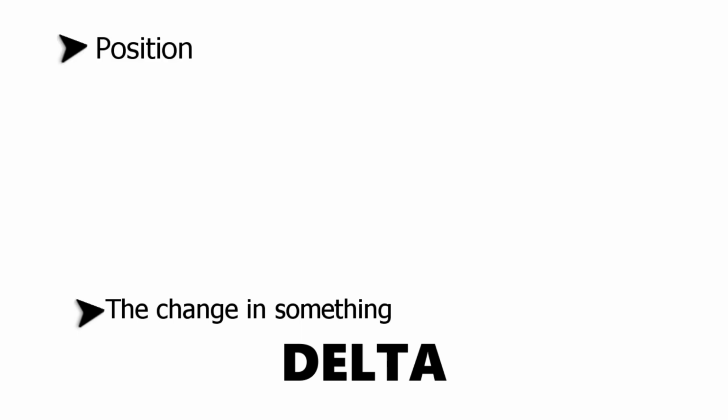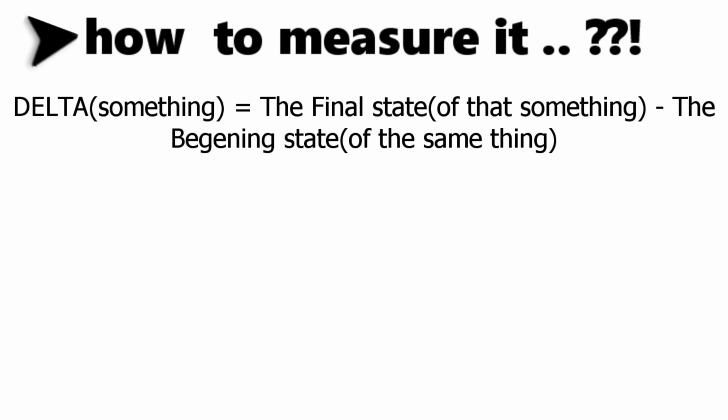It can be the change in position, the change in speed, it can even be the change in time. But how is it done mathematically? How do we measure it? Well, the delta of something is equal to the final state minus the beginning state. So let's have an example.